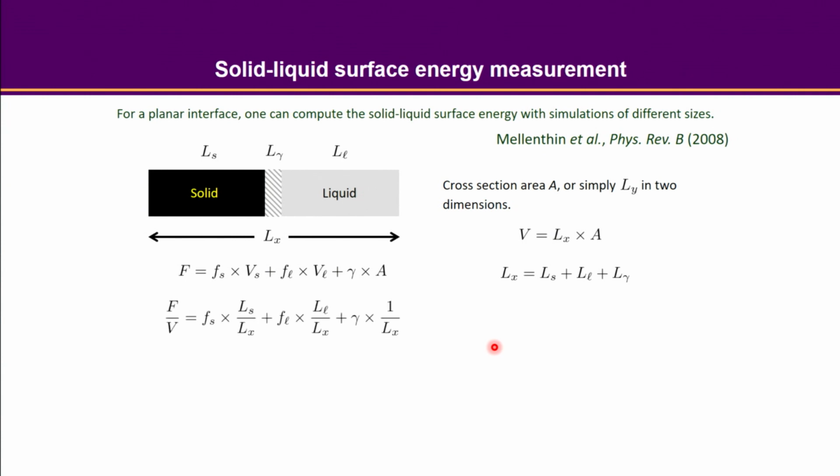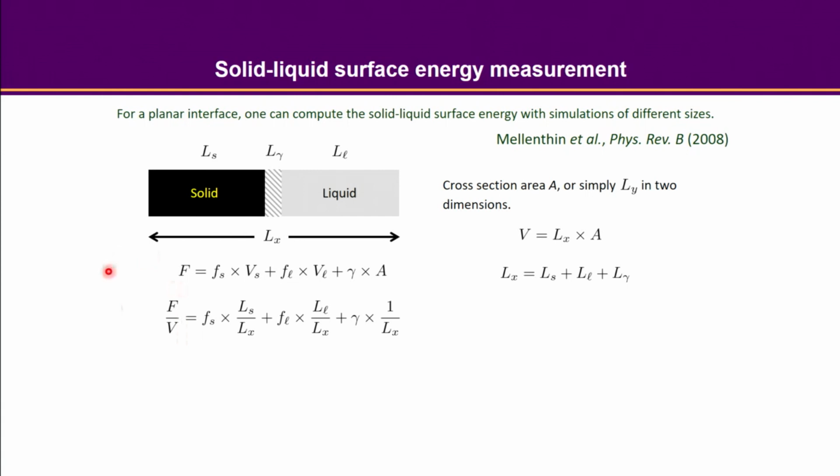So now if I divide everything by the total volume, I get the free energy density of the overall system. When you carry out the PFC simulation, you can have this number. Just integrate the energy over the whole system, and you get the number on the left-hand side immediately. So what happens to the other terms on the right-hand side?